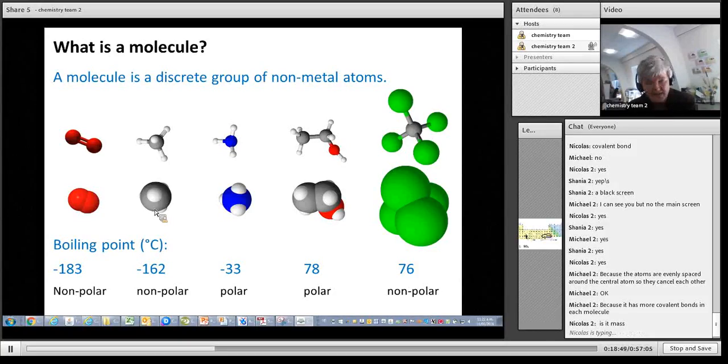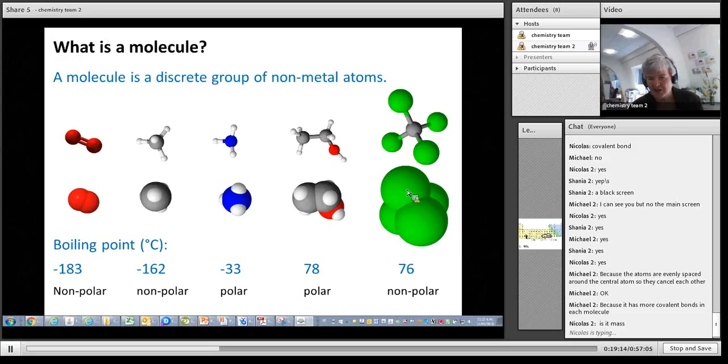It's the mass. Correct, Nicholas. And I was trying to show here the size. You can see this carbon tetrachloride is way bigger than the methane. And because it's way bigger with a lot more electrons and protons and so on, it's a much higher mass. And so it's got more electrons to move around and cause interactions with other molecules.